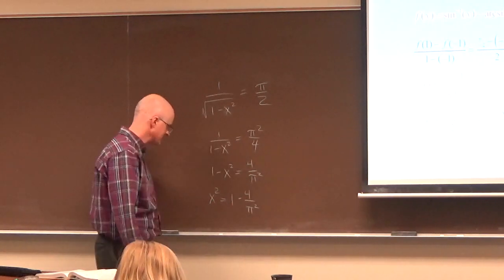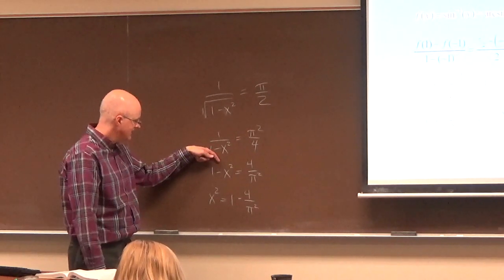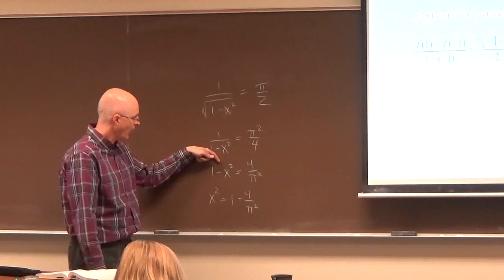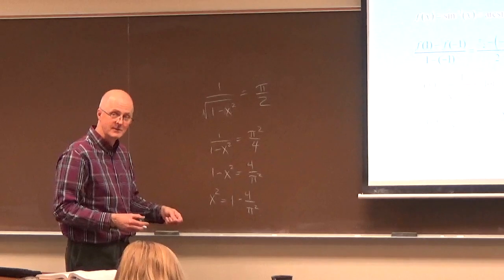What did I do there? I did a couple steps at once. I added x squared to both sides. I subtracted 4 over pi squared from both sides, and I also switched around the direction. I guess that was 3 steps.